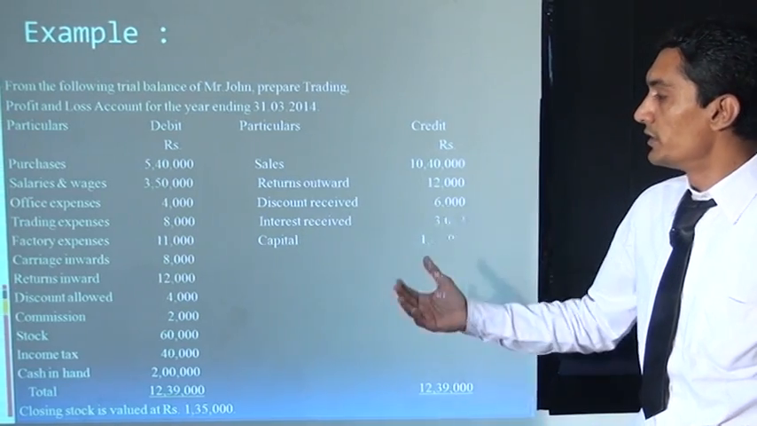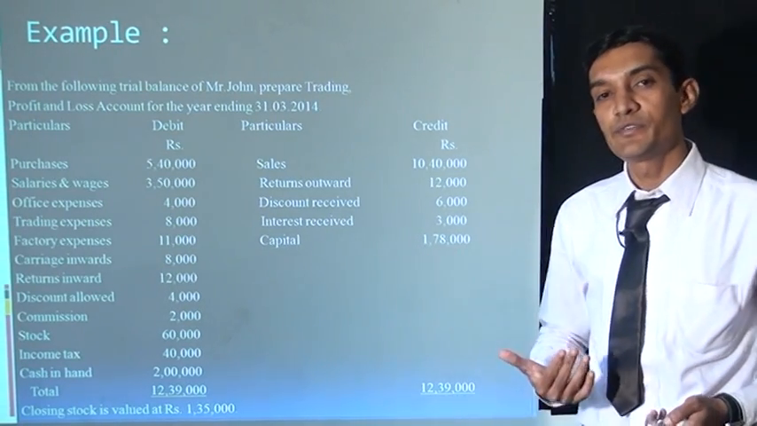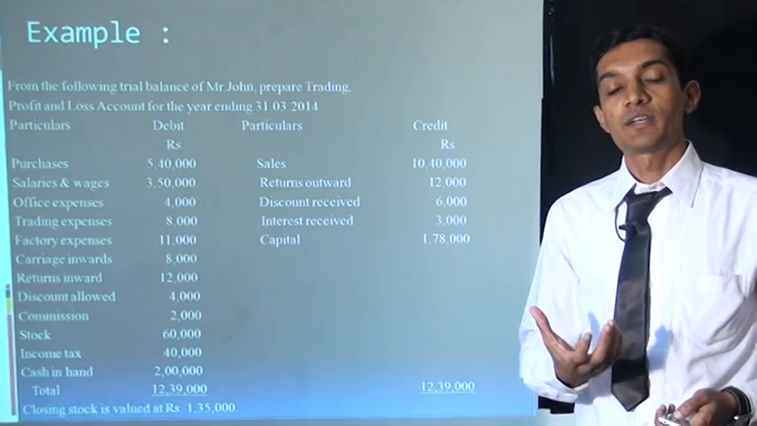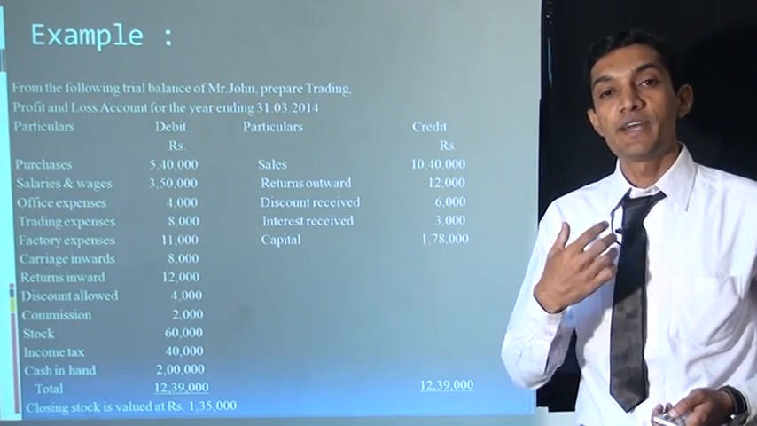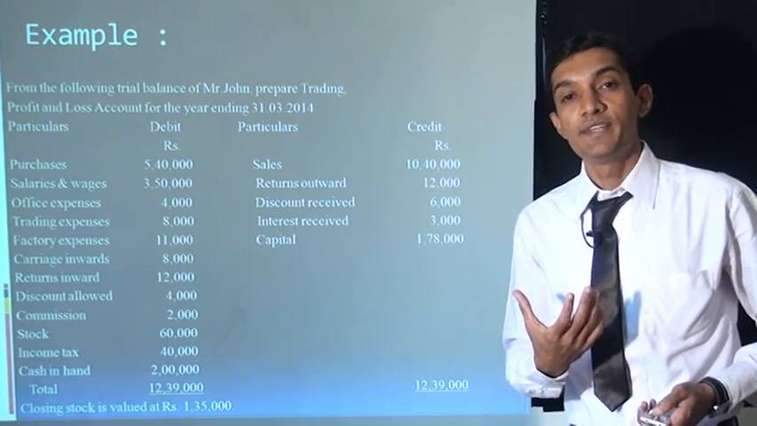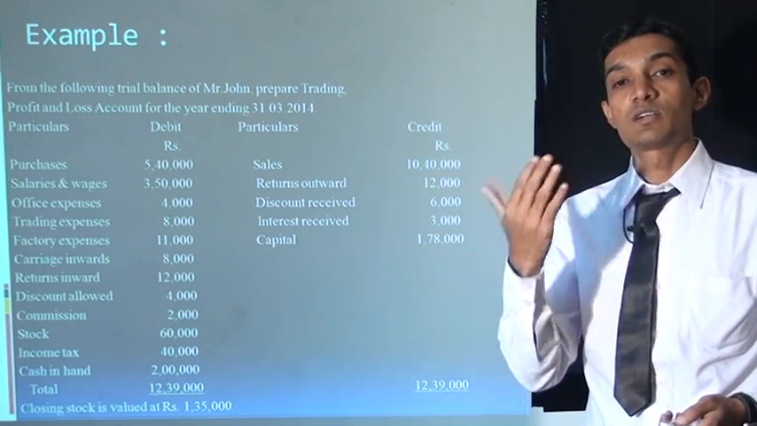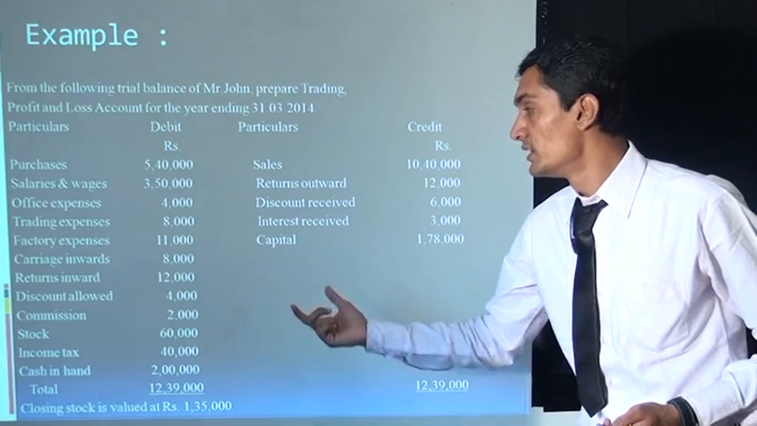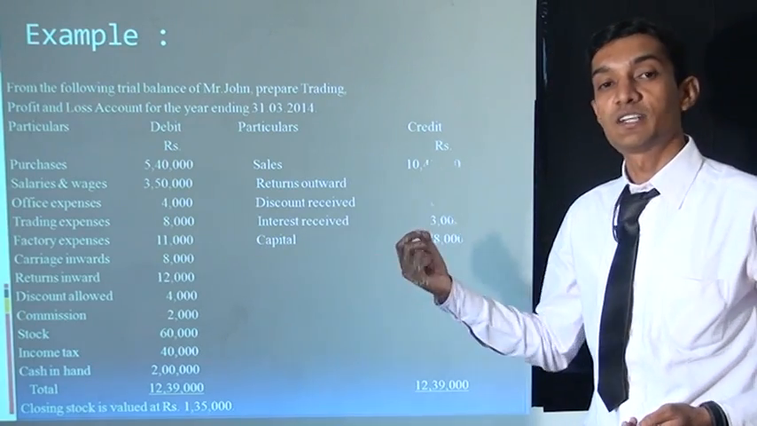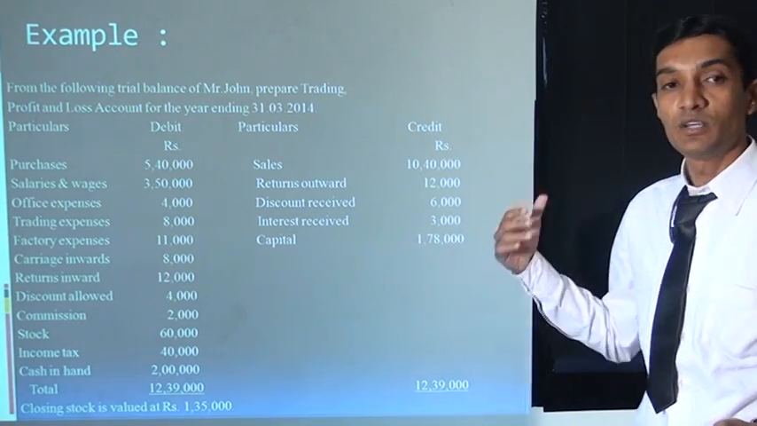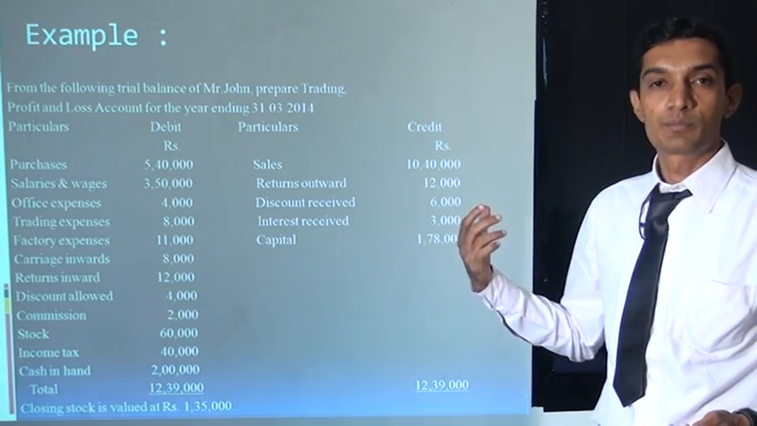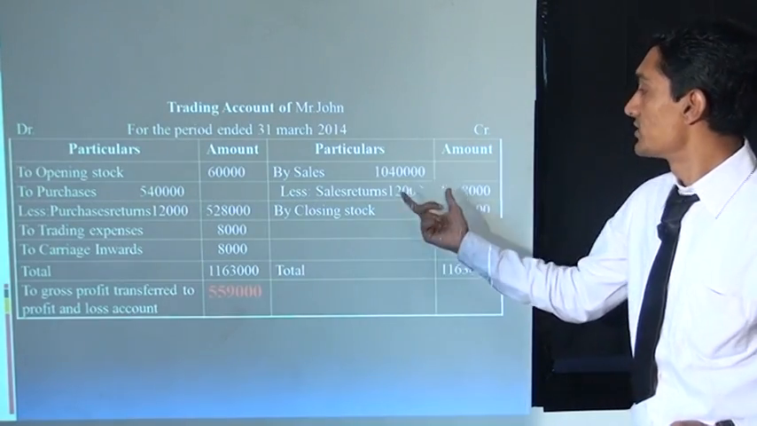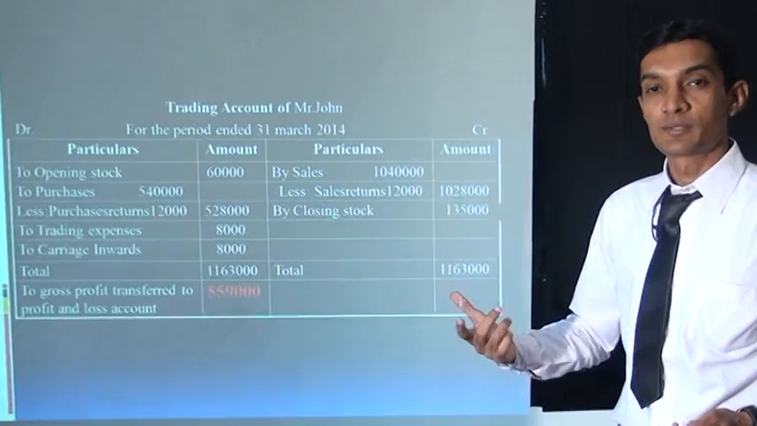Next, returns inwards. Returns inwards means the goods that we sold come back to our side, so it is inward, so it is sales minus return inwards. So 12,000 goes in the trading account, sales return 12,000 rupees.